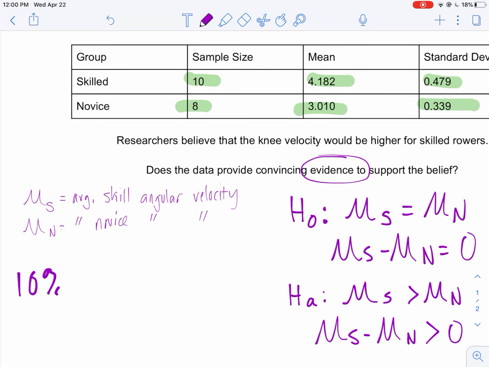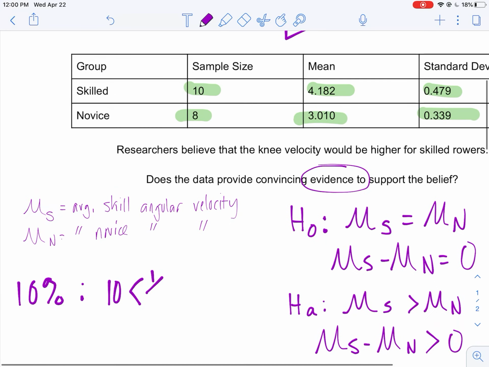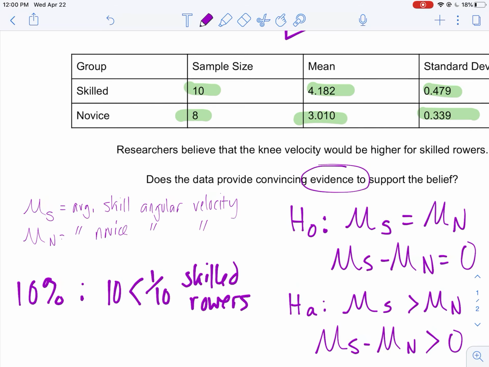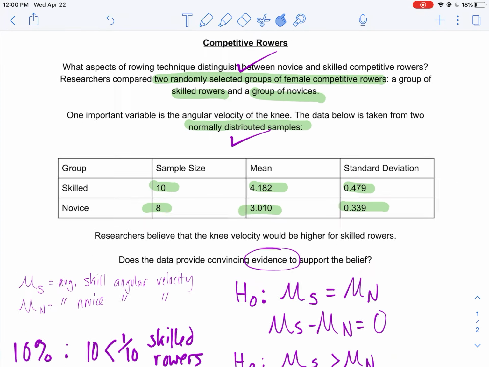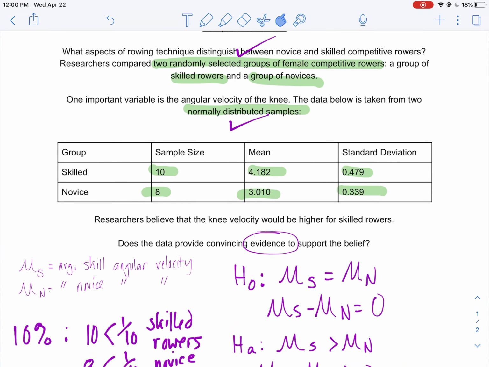So for 10%, let's see. Does 10 represent less than 10% of skilled rowers? I think it's safe to say that is true. What about 8? Is 8 less than 10% of novice rowers? I think it's safe to say that's true. So I have met my 10% condition as well. Notice that I didn't just merely put check marks. I went to the quotes here, I highlighted them, and I put check marks. Always identify that. You want to make sure that it's not just a matter of doing check marks. You want to make sure that you're identifying specifically those conditions.